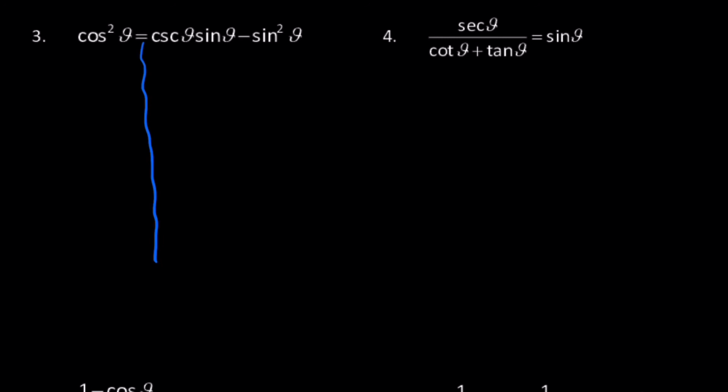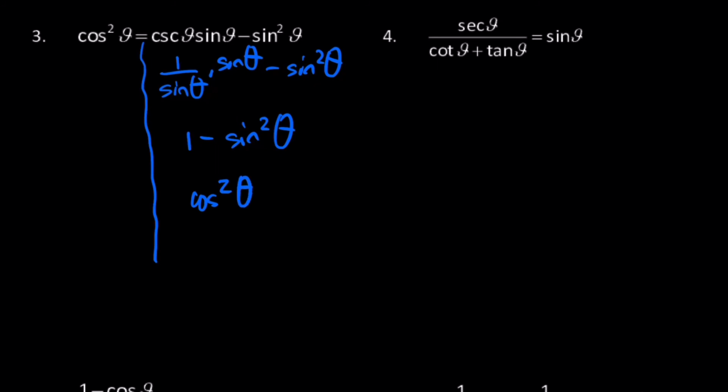So on the right side, I want to convert cosecant to 1 over sine theta, times sine theta minus sine squared theta. And again, I'm multiplying these two. That really is a fraction. Those cancel. So that gives me 1 minus sine squared theta. And Pythagorean identity, 1 minus sine squared theta is equal to cosine squared theta. And that's exactly what I have on that side. So that one's done. Let's skip down to number 5.